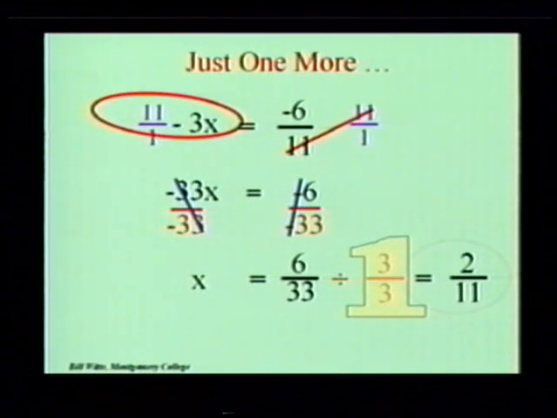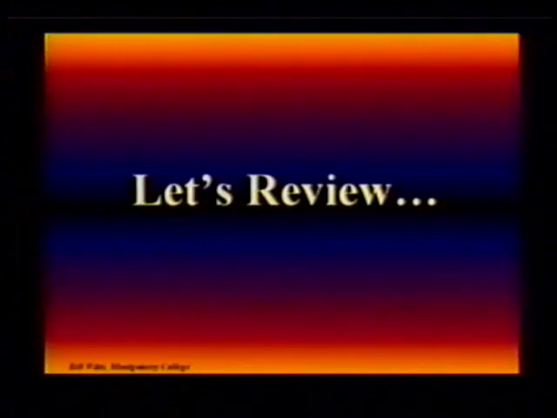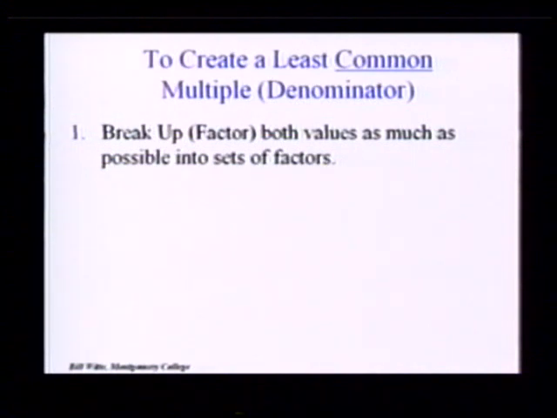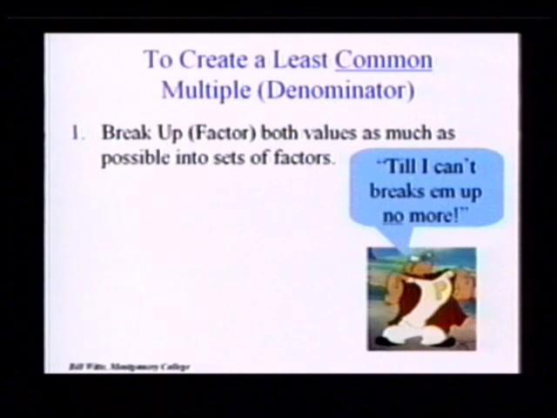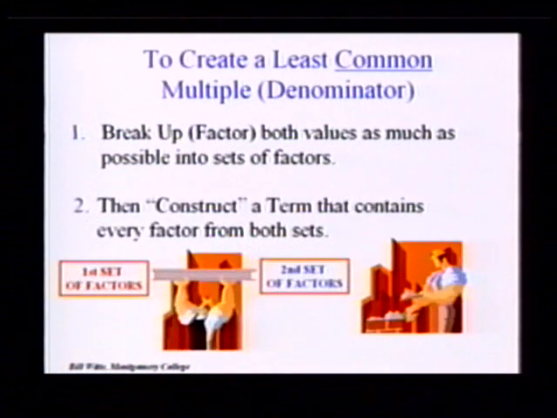Okay, let's review what we've done here. To create a least common denominator, because we're going to use that a lot, we're going to break up the values that we have as far as they'll go into their prime factorizations. And then we'll construct a term that contains at least every factor from both sets.